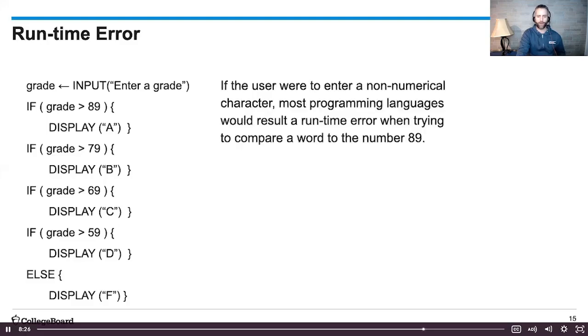All right, so what did you come up with? Well, if the user were to enter a non-numerical character, most programming languages would result in a runtime error when trying to compare a word to the number 89, right? So if I enter the letter A when it asked me for a number, that's going to be a problem when trying to compare the letter A to the number 89.